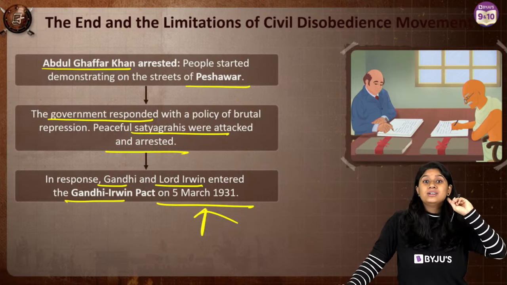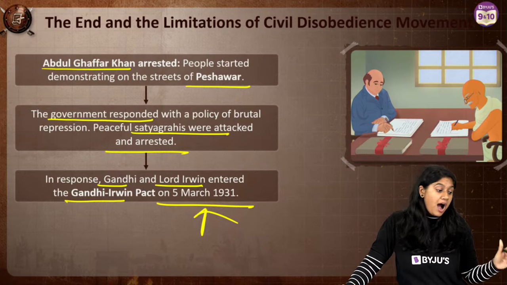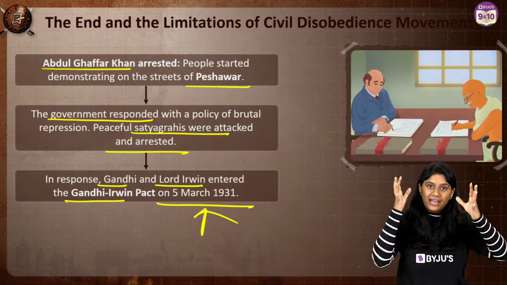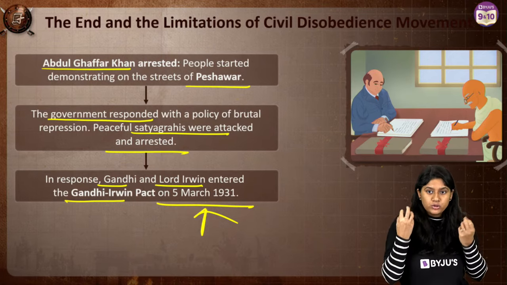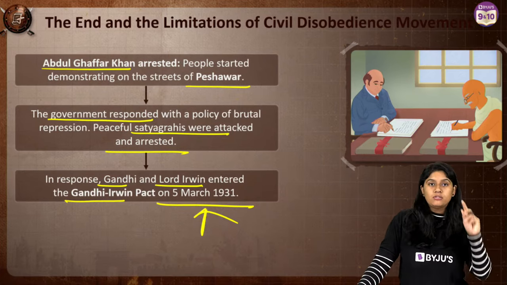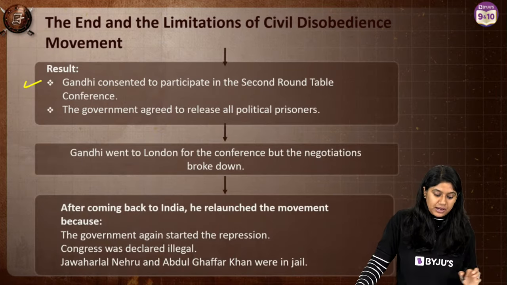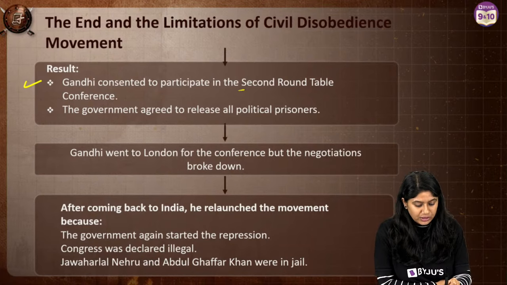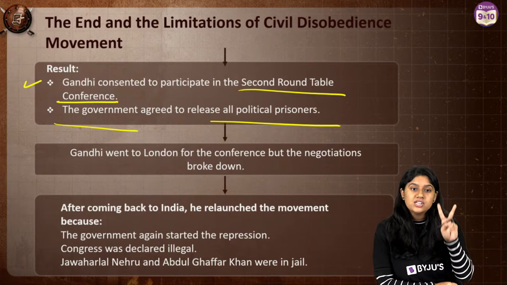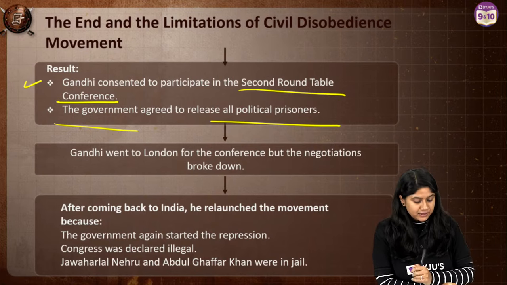Initially, Irwin was not ready to listen. But after the huge violence and the impact of the civil disobedience movement on the British government, both Gandhiji and Irwin came together. They realized that now the movement had been called off, we can sit together and have a discussion. And they signed a pact on 5th March 1931. What was the pact about? Gandhiji would go to the second round table conference in London, and the government would release all the political prisoners. On these two conditions, Gandhiji and Irwin signed the pact.